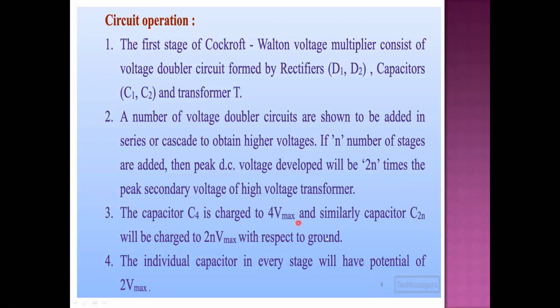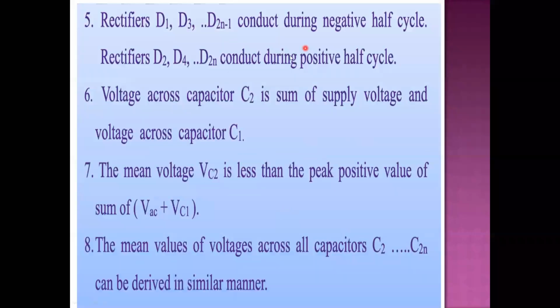So the individual capacitor in every stage will have a potential of 2V maximum. It's clear. The individual capacitor in every stage will have a potential of 2V maximum. And here rectifiers D1, D3, D2n minus 1 conduct during the negative half cycle, as I already explained, and rectifiers D2, D4, D2n conduct during the positive half cycle.